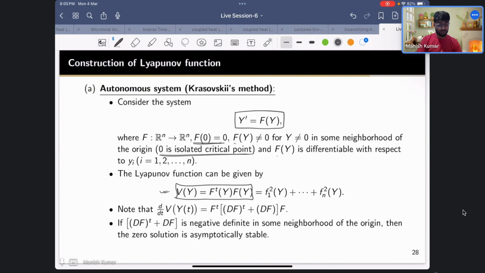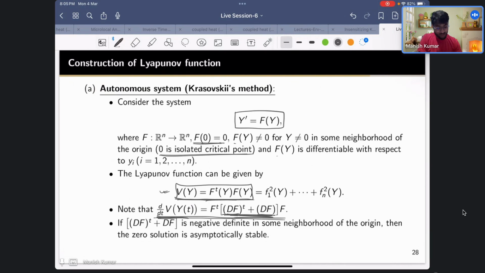Okay, that's it. So if you consider this kind of functional, the derivative will be given in this form. See, this is just the Jacobian matrix. So in conclusion, for looking at the asymptotic stability, you just need to look at the sign of this, whether it is negative definite, or it can be equal to 0 also at some point.